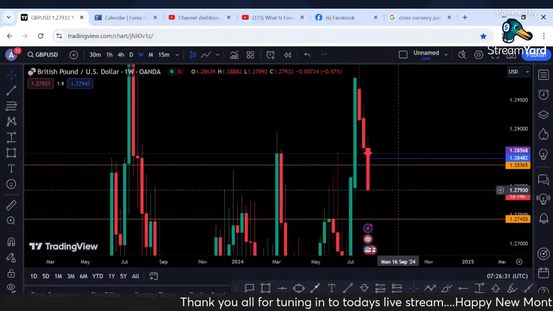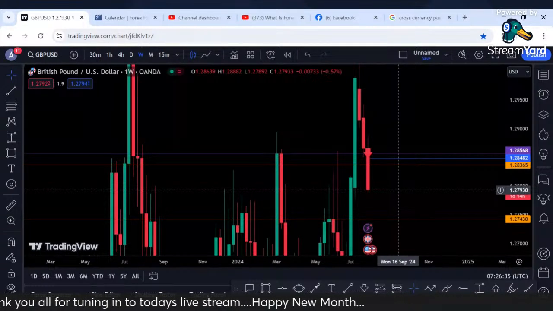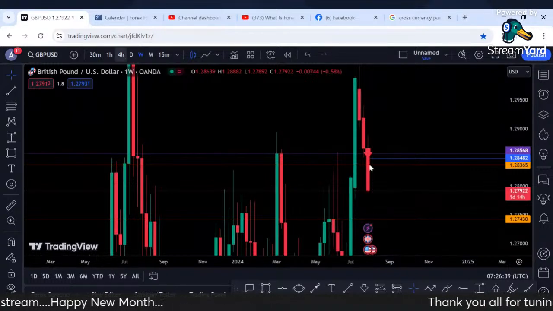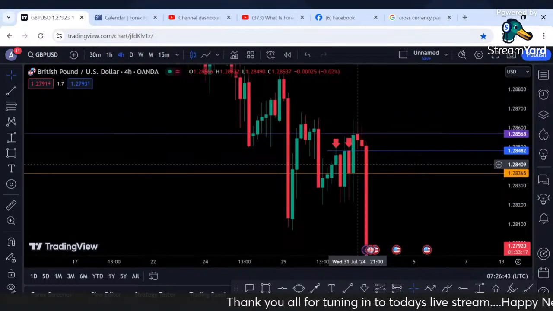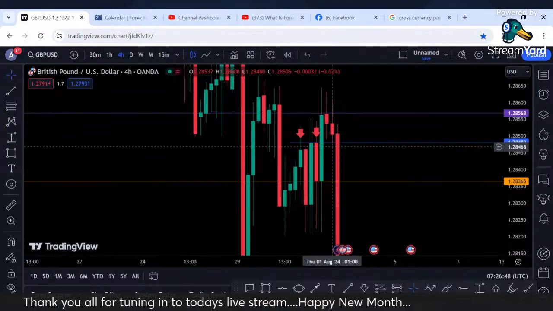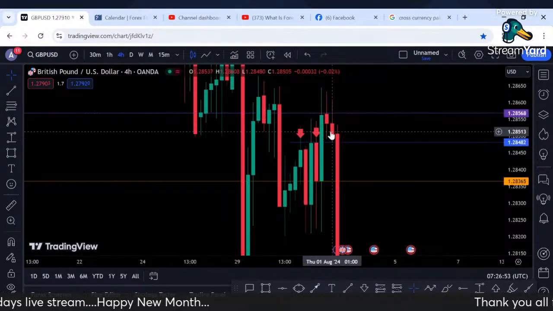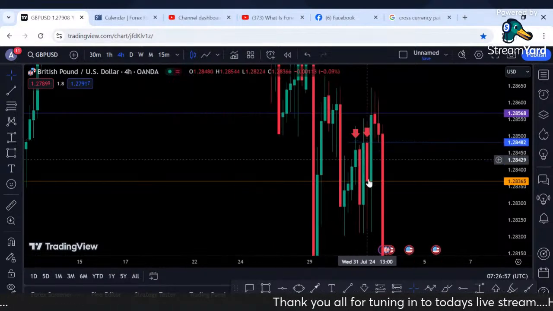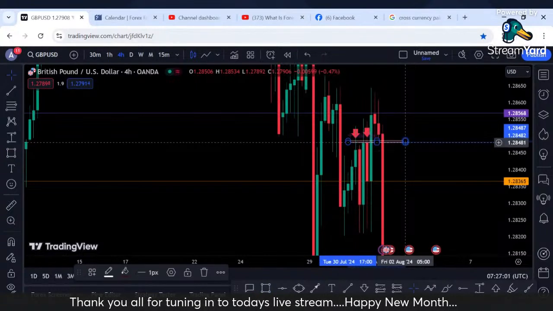The weekly time frame. Yeah, H4 has broken it, but you see the H4, it didn't break beneath. You see this candle broke, went back. This candle broke, went back. So that means it is a strong area.